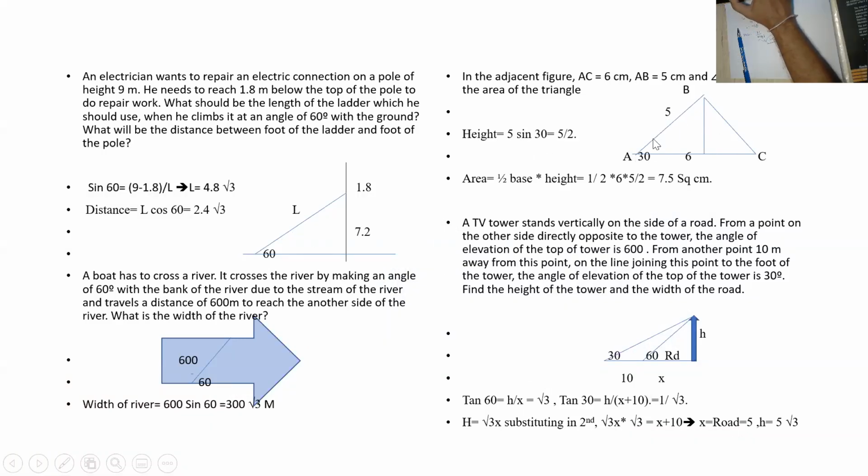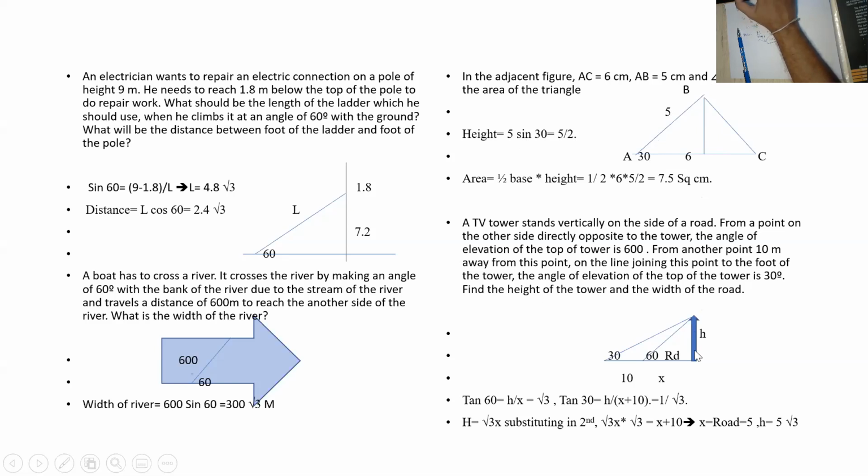So here all thetas are related with the vertical 90 degree. Whenever there is a 90, we can apply sin theta. Sin 30 is opposite side by hypotenuse. The height of the triangle, let us say this is D, BD is 5 by 2, since sin 30 is half. So area is half base into height. You get 7.5 square centimeters.